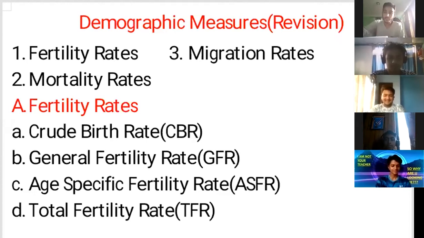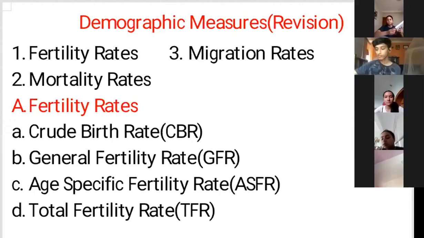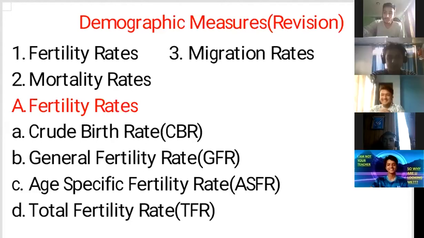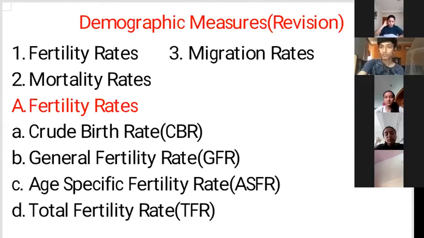First, fertility rates are divided, or calculated, in four ways. You can see on the screen, the first measurement of fertility rates is CBR, crude birth rate. Second is GFR, general fertility rate. Third is ASFR, age specific fertility rate. Finally, TFR, total fertility rate. So fertility rates can be calculated in four ways to solve different numerical problems.